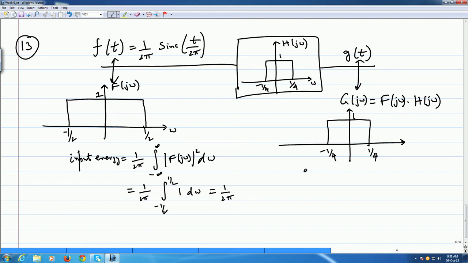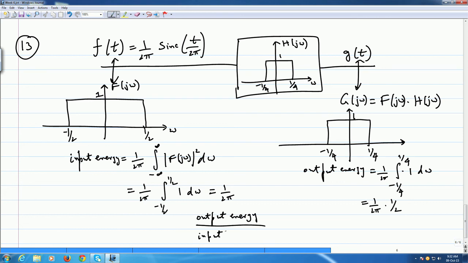On the other hand, the output energy is 1 by 2 pi integral minus 1 by 4 to 1 by 4 of 1 d omega, right. So, absolute value of g of j omega squared is 1 only from minus 1 by 4 to 1 by 4. So, you get 1 by 2 pi into a half. So, that is the answer. If you want to find the ratio of output energy to input energy, you are going to get the answer 1 by 2. So, the ratio of output energy by input energy equals 1 by 2.